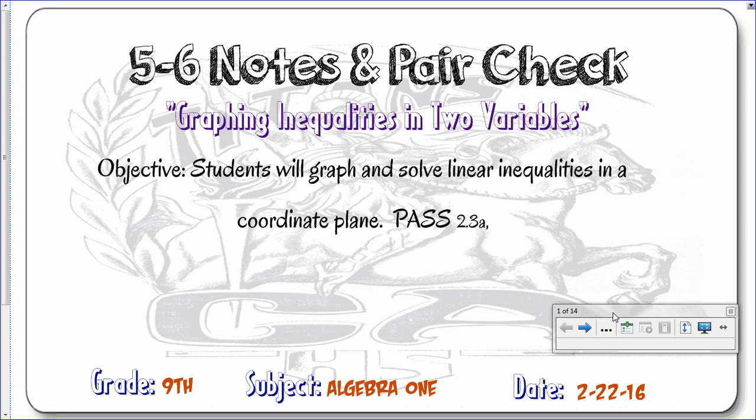Okay, the difference here is instead of having an equal sign, what's it going to have? It's going to have an inequality. Okay, we're still going to write it in what form? So finish that. Instead of having an equal sign, we're going to have an inequality.